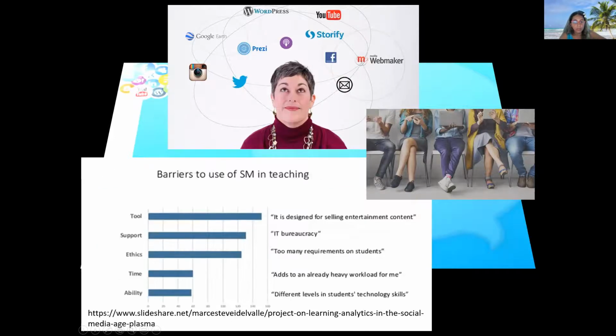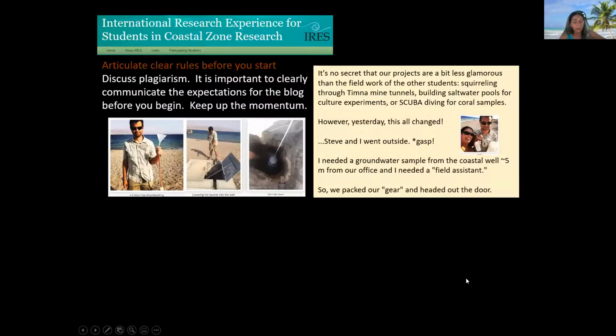The reason or the barriers are mostly that the teachers don't think that these tools are designed for teaching, and they're also worried about the bureaucracy and support for the infrastructure. There are also concerns about the students' ability to use these social media. I wouldn't worry too much about that, because I think the students actually are very familiar with these platforms. So if we overcome our hesitation, it should be pretty easy to access these social media tools and use them for our teaching. Here are some examples of social media tools I've used in my teaching.